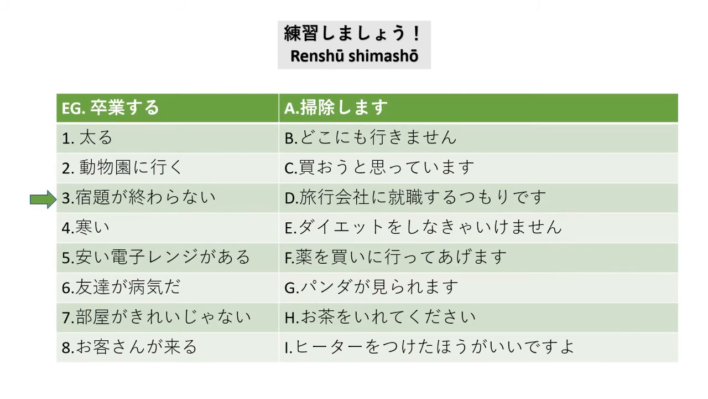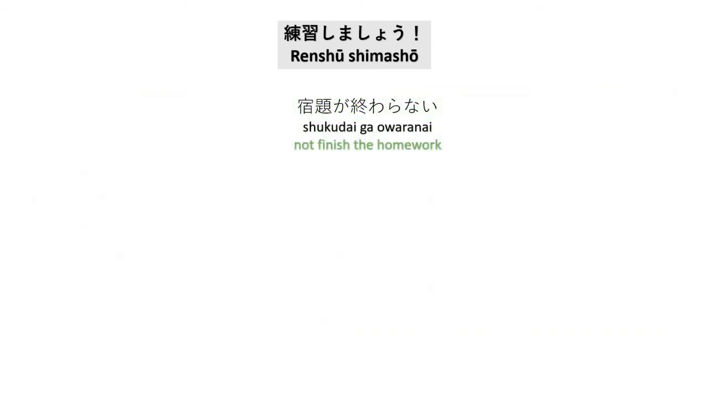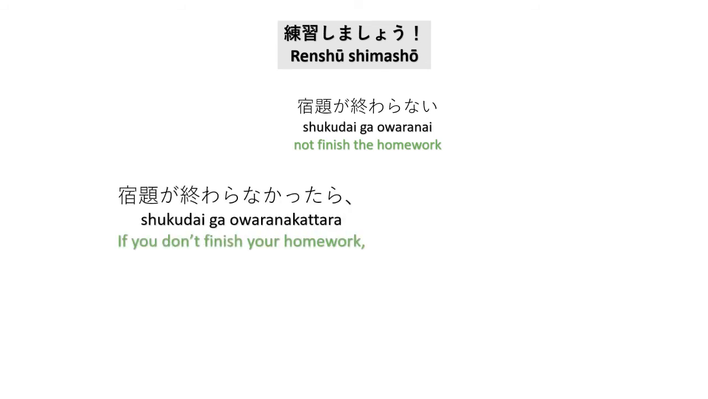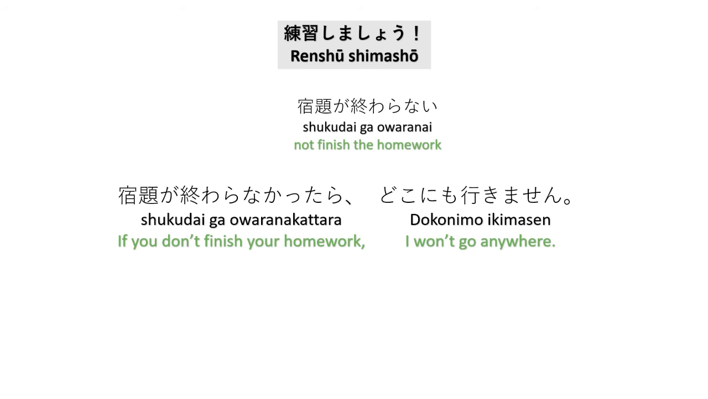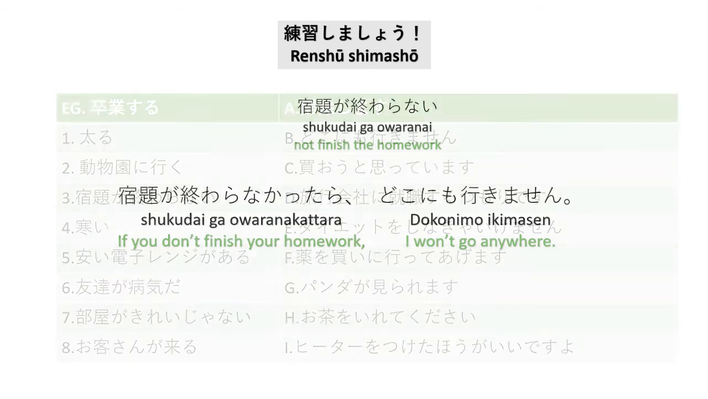Next, shukudai ga owaranai. Did not finish the homework. Owaranai. Its partner is doko ni mo ikemasen. Can't go anywhere. So not finish the homework is shukudai ga owaranakattara doko ni mo ikemasen, or doko mo ikemasen. Shukudai ga owaranakattara doko ni mo ikemasen.